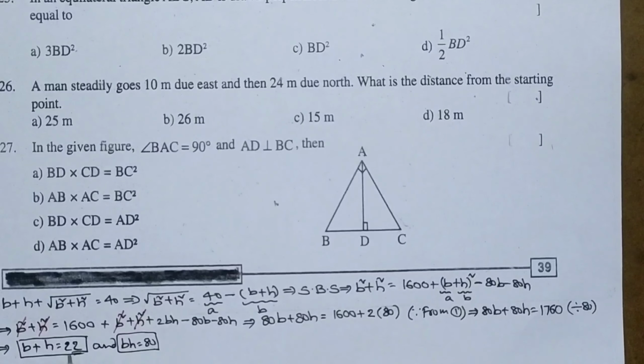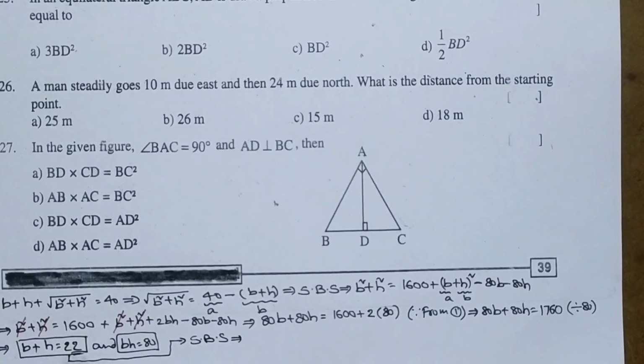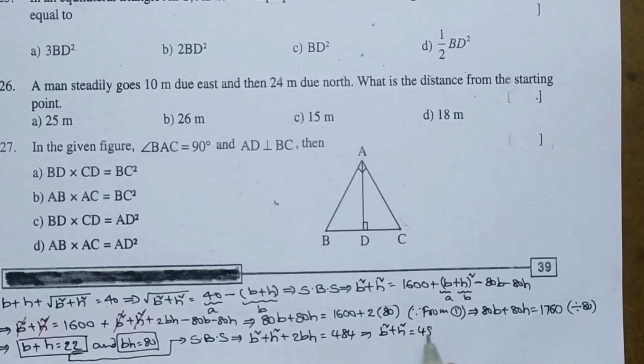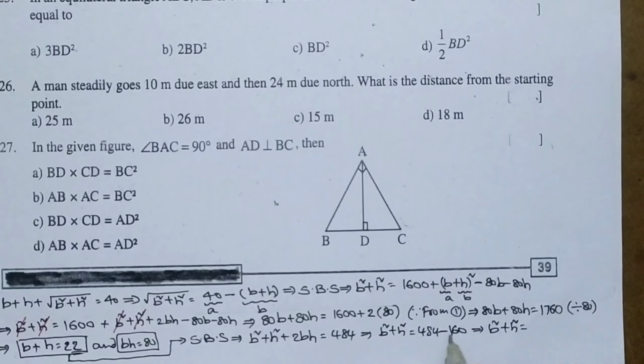Now here the question is that again you consider this one, again let us do squaring on both sides. Now here we get a square means b square plus b square means h square plus 2ab means 2bh is equal to 22 square, which is 484. Now b square plus h square equal to 484 minus 2 times bh. Already bh is 80, 2 times bh is 160. Here b square plus h square is 484 minus 160 is 324, right?